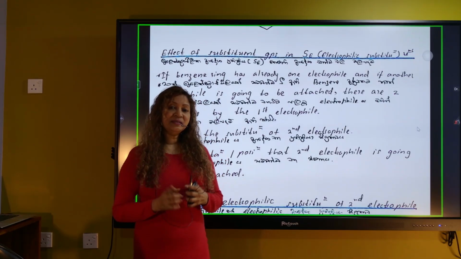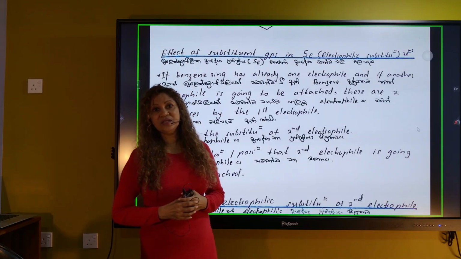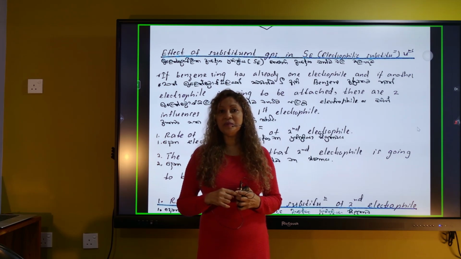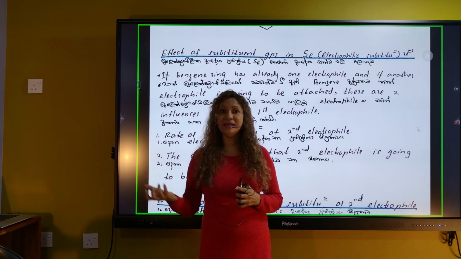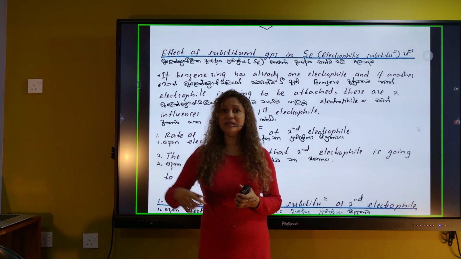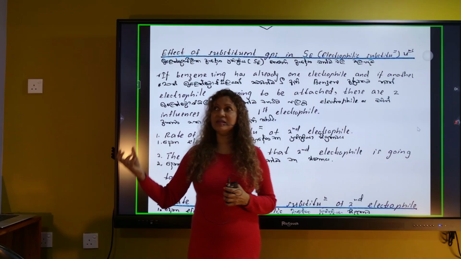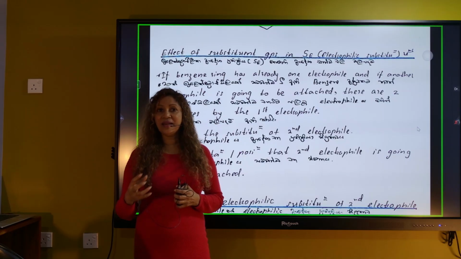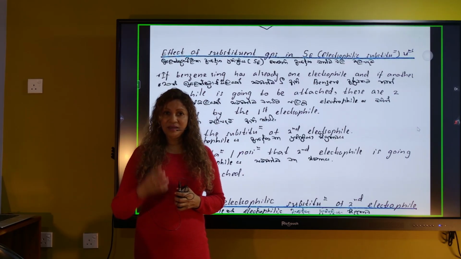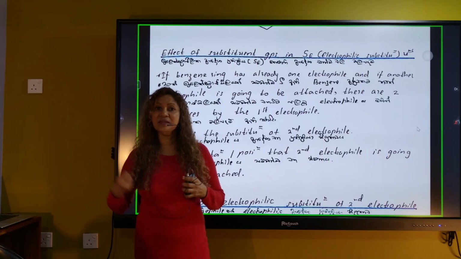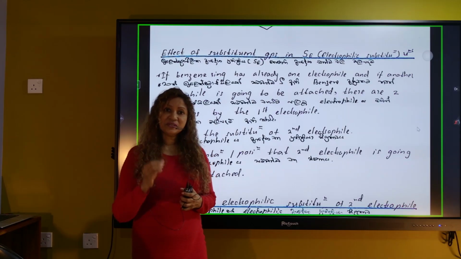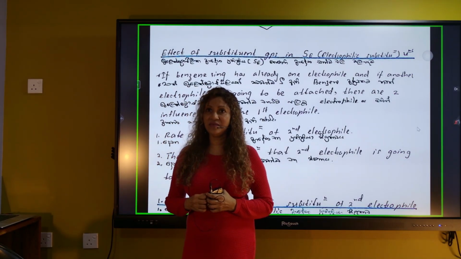Anyway, benzene's characteristic reaction type is electrophilic substitution. Even the second group coming is an electrophile. So the second substitution is again electrophilic substitution. So electrophiles are coming. If the first group wants to get the second electrophile easily, then that first group is activating the benzene ring.